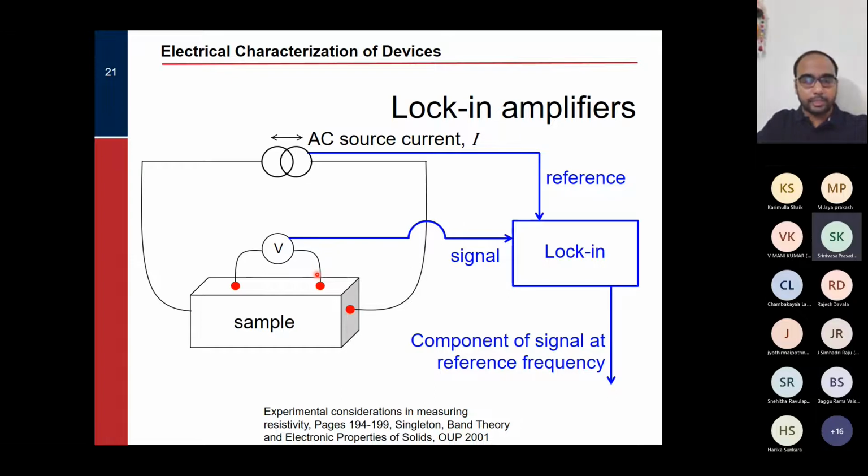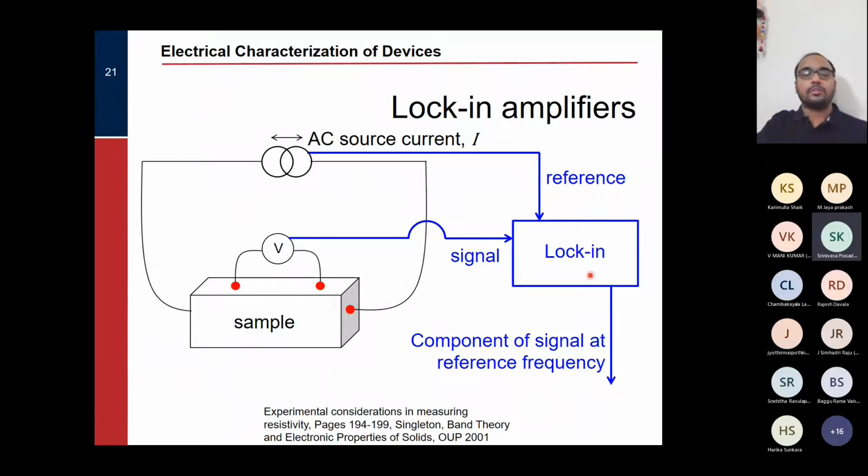So that will also be an AC voltage, right? Now what the lock-in will do is check whether the voltage is at the same frequency, or at a harmonic of the frequency that the current has been applied at. So here the detection is only happening at that particular frequency, only measuring the contribution coming at the source frequency.